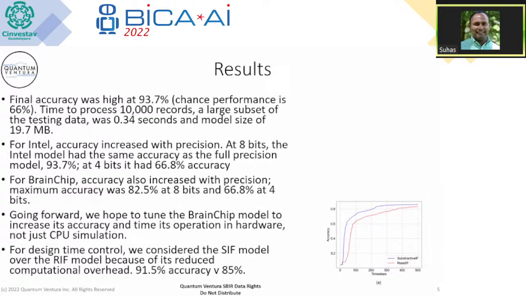Okay, here are our results. Using the full precision model, we got about 94% correct. Chance performance is 66%. And it was extremely fast, 0.34 seconds to do about 10,000 records. For the Intel, we also varied the precision of the converted model. At 8 bits, we got the same accuracy, 94%. At 4 bits, we got 67%, which is pretty much chance.